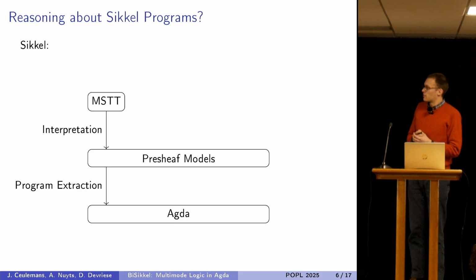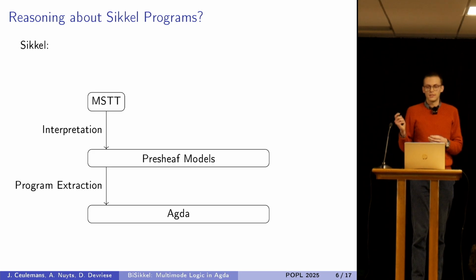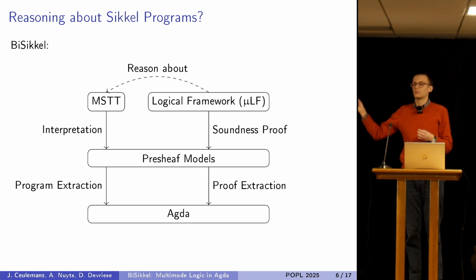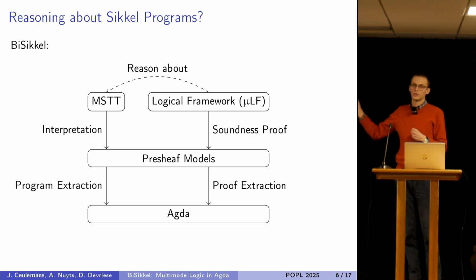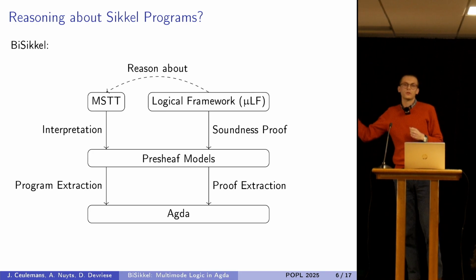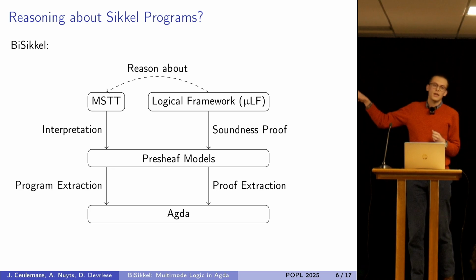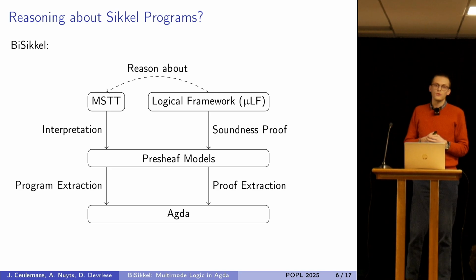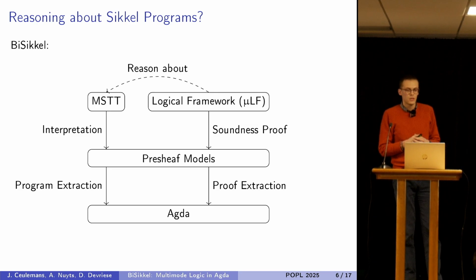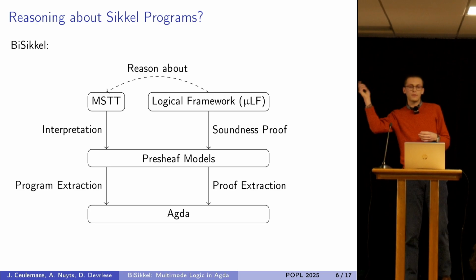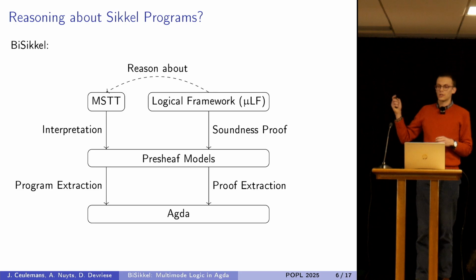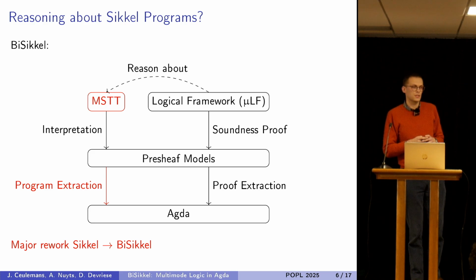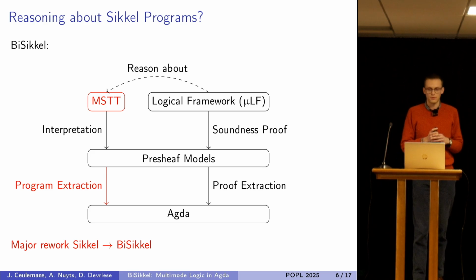And so therefore, in this work, we present BiSikkel, which adds a logical framework, a multimode logical framework called MuLF, on top of Sikkel. And this multimode logical framework can be used to reason about MSTT programs. We also provide a soundness proof and a proof extraction mechanism, which I will talk about later. And by implementing this, we also made some major reworks on Sikkel, most notably on the MSTT representation and program extraction, but that's also something for later.